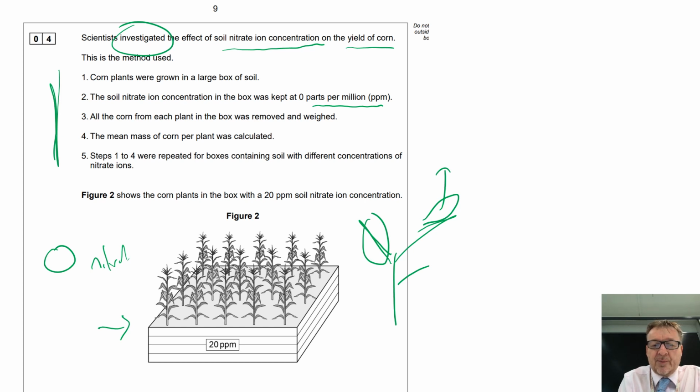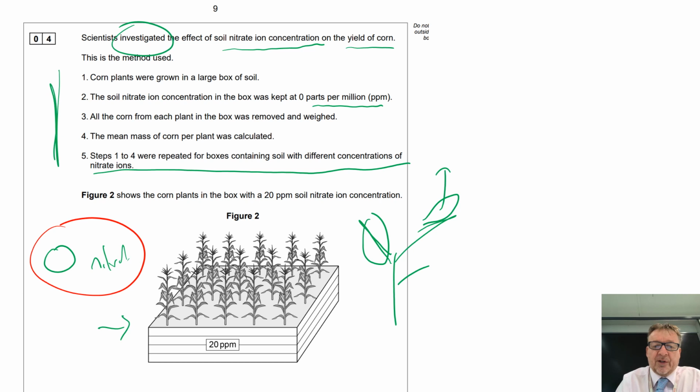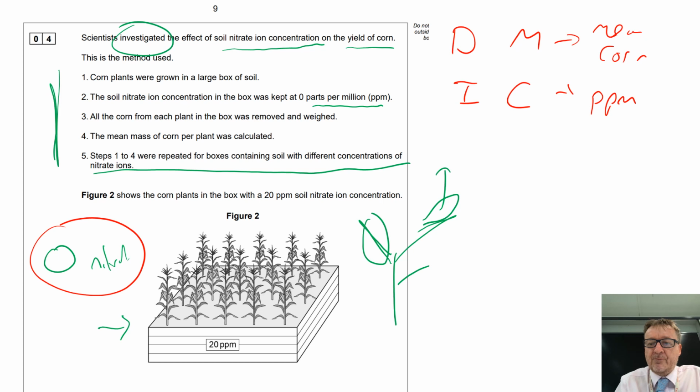Steps 1 to 4 were repeated for boxes containing soil with different concentrations. Right, so what they're doing here is they started with naught, and they're going to add extra amounts of nitrate to compare. So the dependent variable is what I'm going to measure during it, and that is the mean mass of corn. And my independent variable, what I'm going to change between each one, is my ppm of nitrates. Now I have no idea whether they're going to ask me any of that, but what I'm doing here is thinking about the question itself.